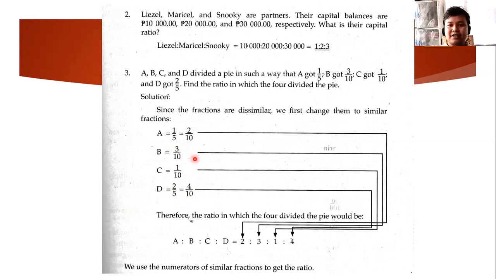When you convert and multiply, make sure the numerators are multiplied correctly as well, otherwise it is harder. The numerators, when added, should make a whole, 10 over 10. Therefore, the ratio in which the four divided is 2, 3, 1, and 4. Here we use the numerators of similar fractions to get the ratio.